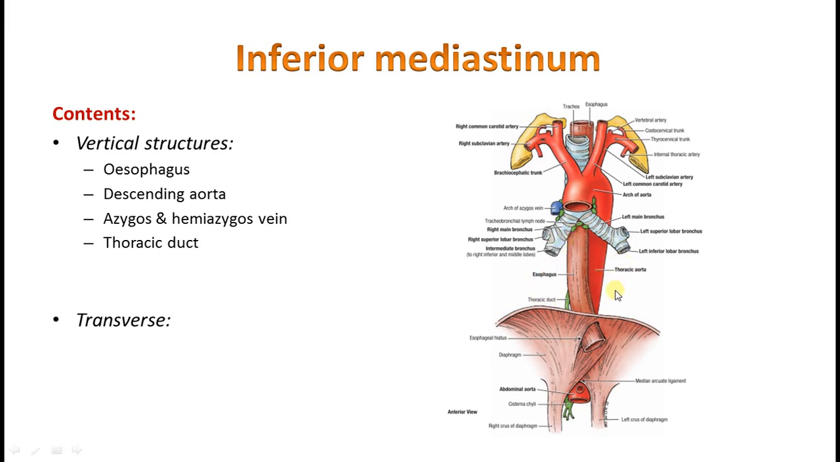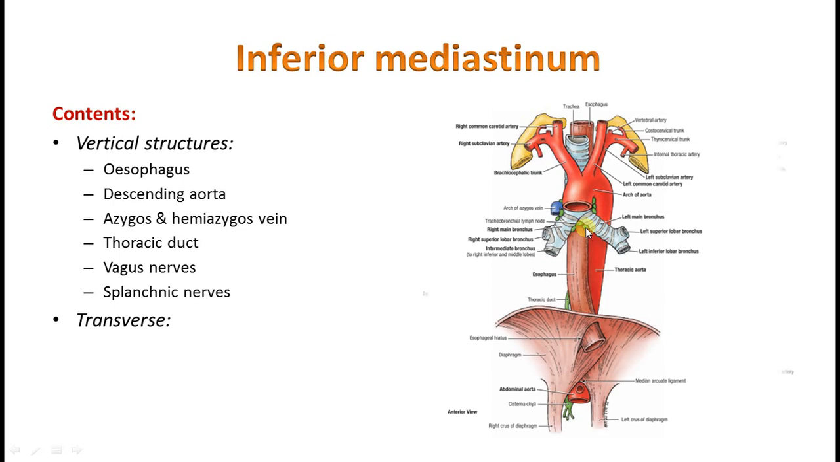Before that, you are also appreciating some nodes. These are called the tracheobronchial lymph nodes, and here on either side you will have the paratracheal lymph nodes. What I have not mentioned is the vagus nerve and the splanchnic nerves. Splanchnic nerves are again sympathetic nerves. You have greater, lesser and least splanchnic nerves. About vagus and splanchnic nerves we will be discussing separately in the autonomic nervous system of the thorax.